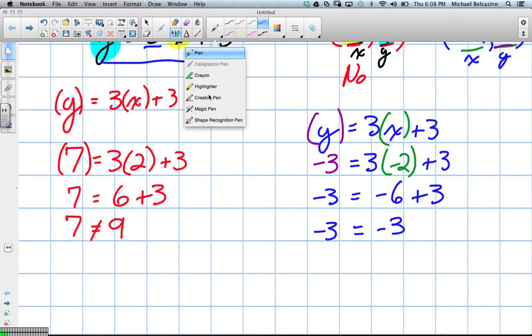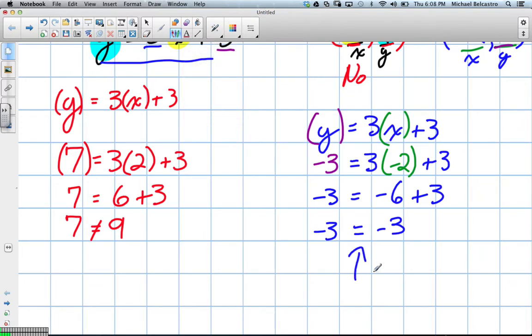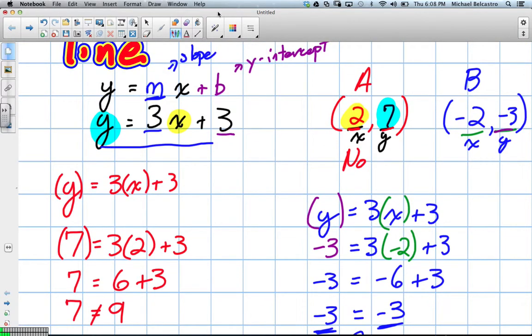Okay, so is this one equal in the end? Yeah. So because we have -3 is equal to -3, that means yes, point B is on the line. So point A didn't fall on our line, but point B did.